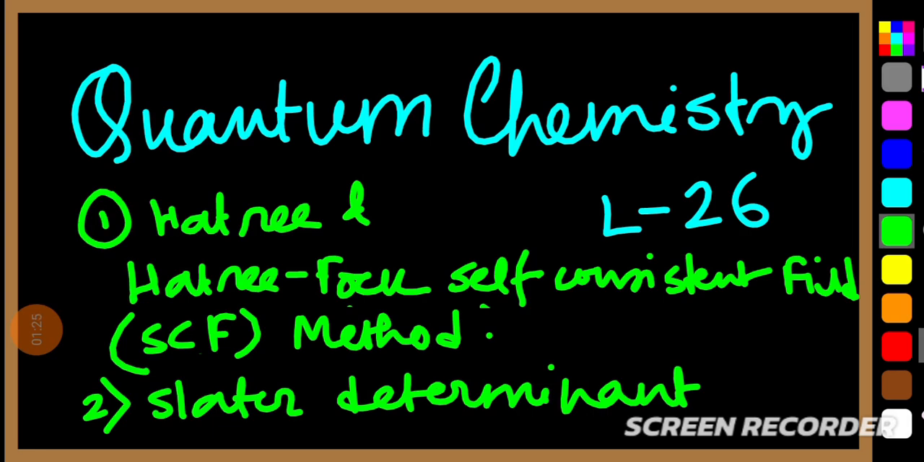self-consistent field method. Now, SCF means what? S for self, C for consistent, F for field. So SCF means self-consistent field. Never confuse that. SCF is not the full form of the whole Hartree-Fock self-consistent field method. SCF refers to self-consistent field. You have to clarify this and remember this.